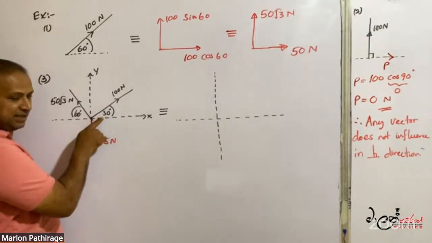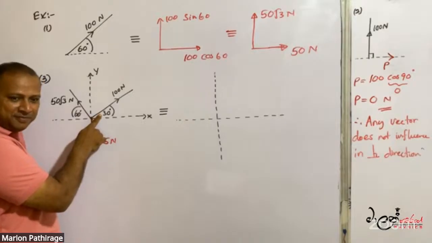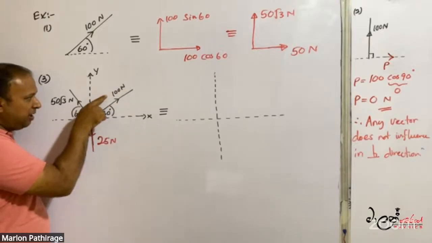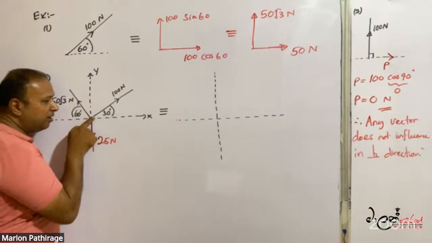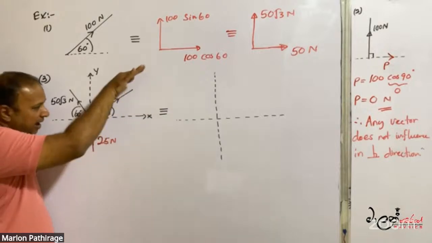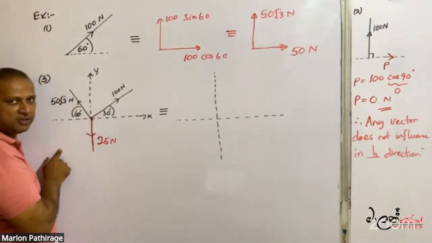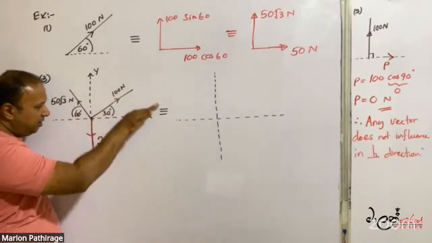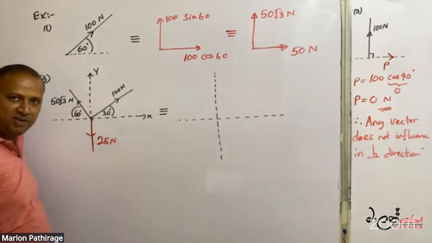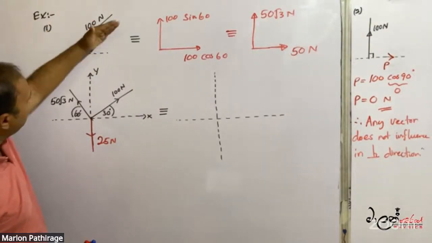No, this angle is 30, not 60. Therefore, if you resolve this 100 into the direction of the angle, the component will be cos. 100 into cos 30. Is that clear? Okay?